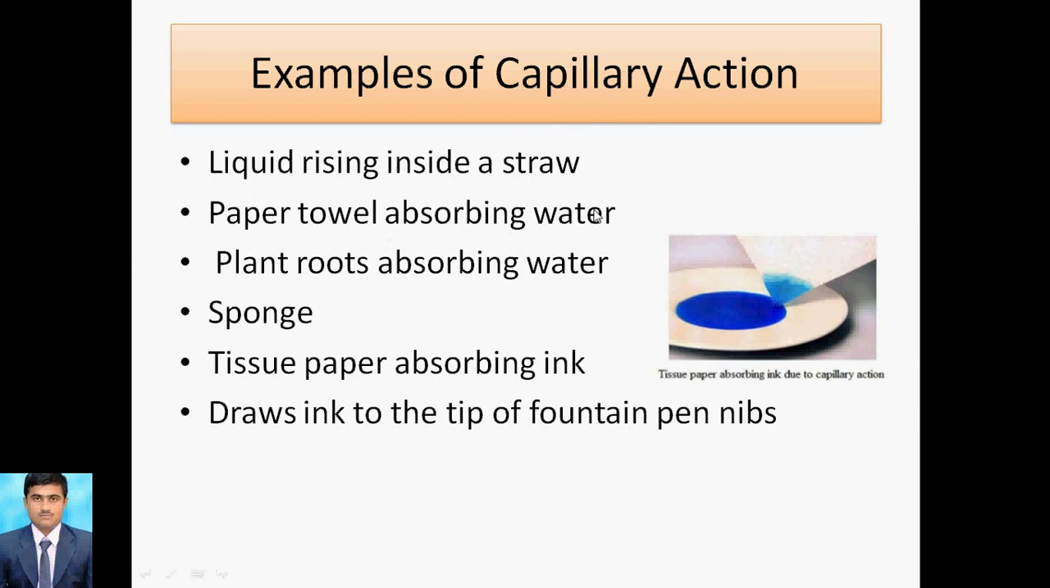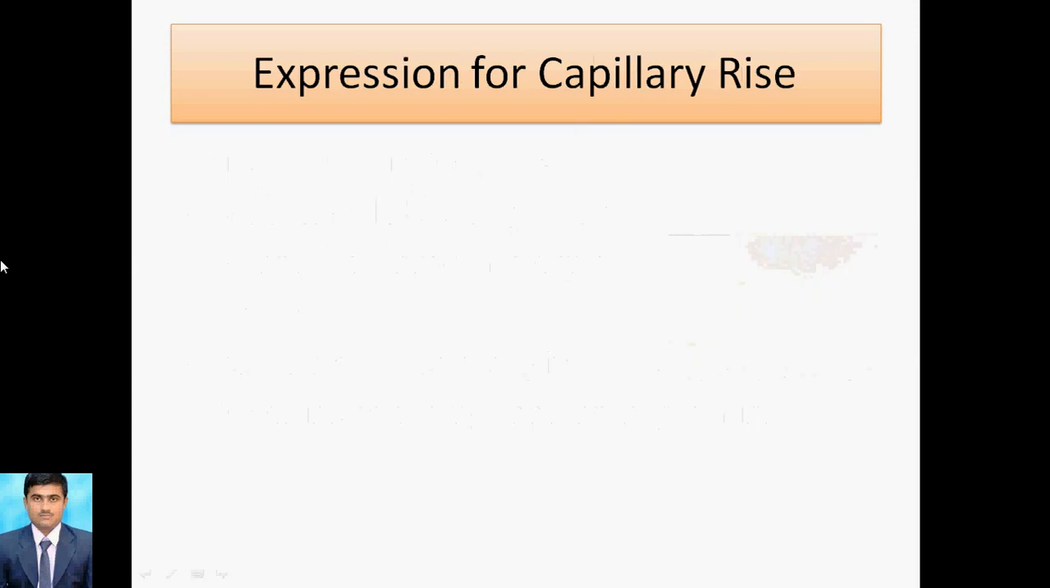Paper towel absorbing water, that is nothing but capillary action. Plant roots absorbing water, that is also capillary action. A sponge, so that time water can be absorbed here. Tissue paper absorbing ink, so here tissue paper is there and we can place ink, so that capillary action will take place. The next is drawing ink to the tip of fountain pen nibs, so here also capillary action is there. So in those examples we observe the capillary effect.